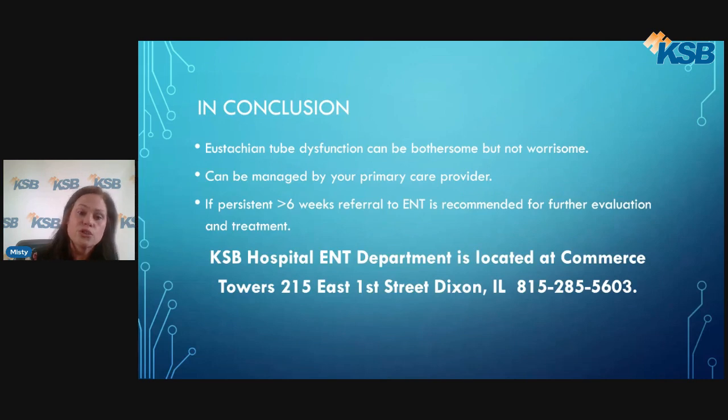So in conclusion, Eustachian tube dysfunction can be rather bothersome, but generally not worrisome. Most of the time it will go away. It can be managed by your primary care provider, so definitely get that looked at, and they can absolutely manage that for you. However, if it's persistent, meaning greater than 6 weeks, referral to ENT is recommended for further evaluation and treatment.